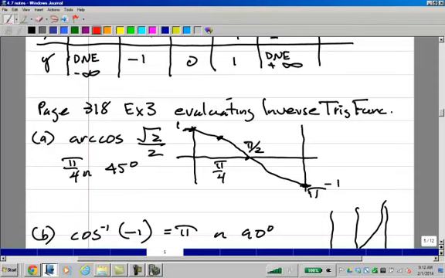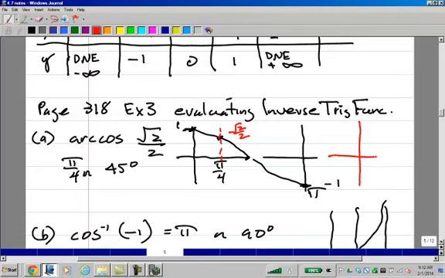And here's the graph of the sine. So when it's pi over 4, okay, right here. Then this is square root of 2 over 2. So when the input is square root of 2 over 2, the output is pi over 4.